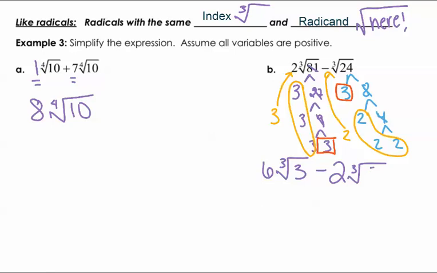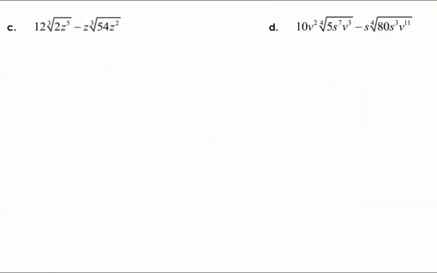So now when I look at both my simplified radicals, now I have like terms, the cube root of 3 and the cube root of 3. So all I'm going to do is subtract 6 minus 2 to give me 4 cube root of 3. So these last two examples, we're doing the same thing. Now we've just incorporated variables into the mix. So you're going to want to simplify, make sure that inside the radical, the numbers, the letters, and the exponents are all going to match.